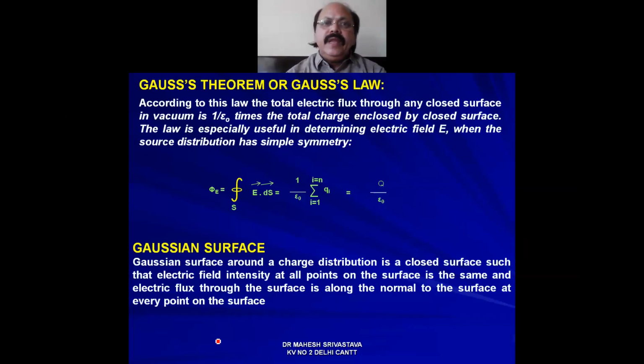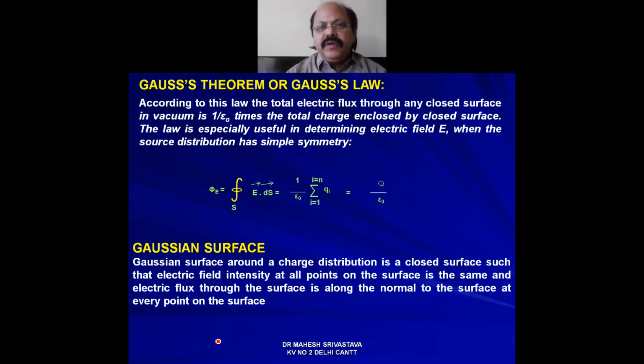Earlier, what have we taken? We have taken a surface, whether it is open or closed. But here we are specifically writing that it is the total charge enclosed by a closed surface. Right? So remember it. According to this theorem, the total electric flux through any closed surface in vacuum is 1 upon epsilon naught times the total charge enclosed by the closed surface.